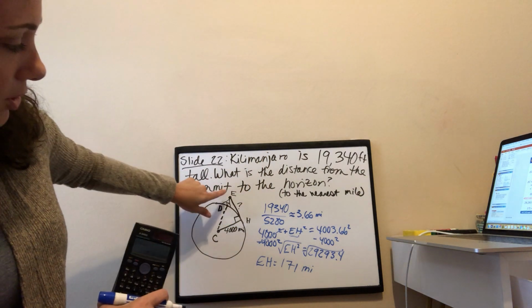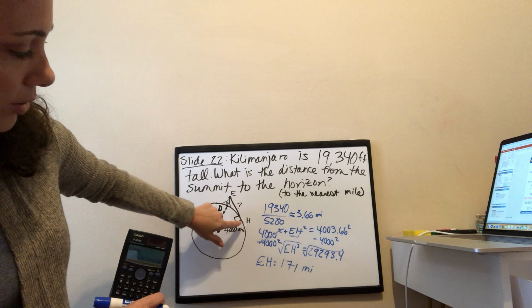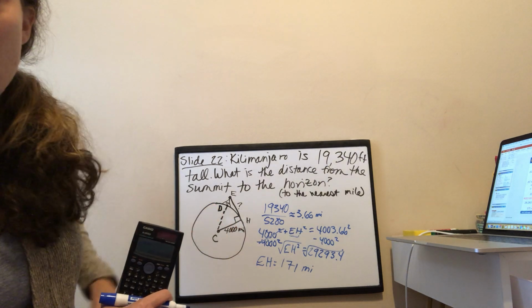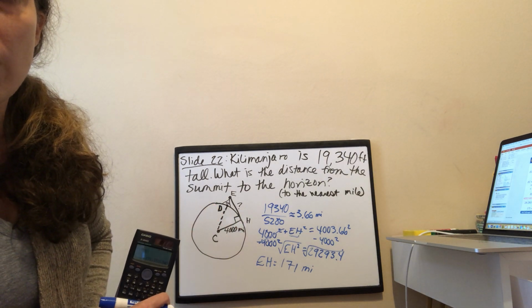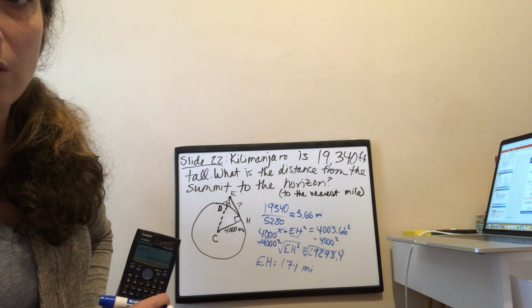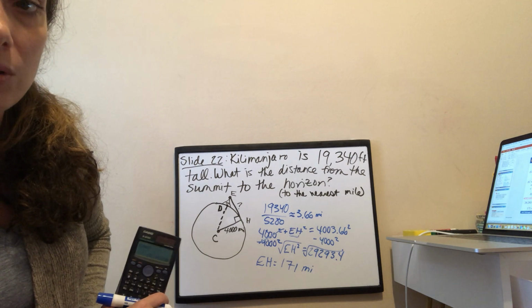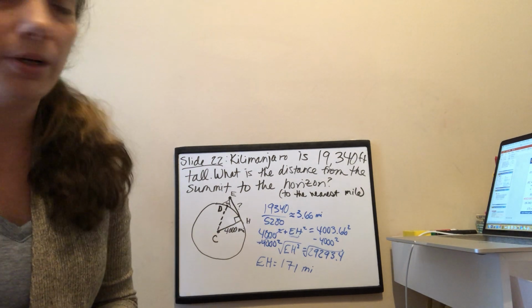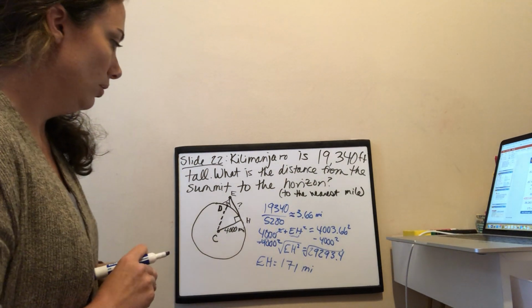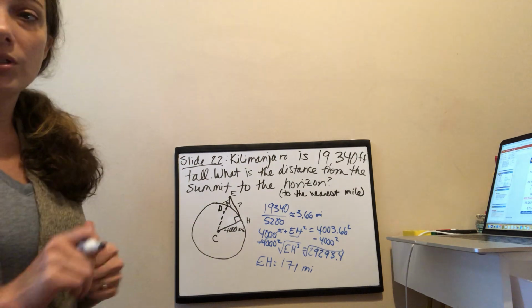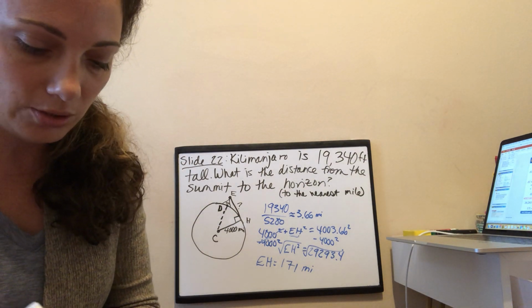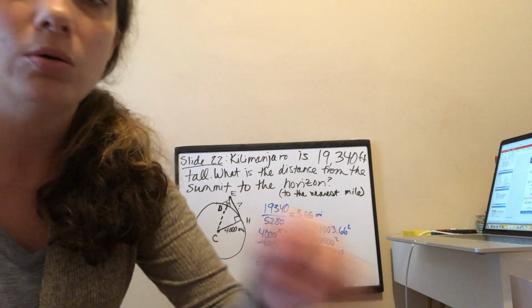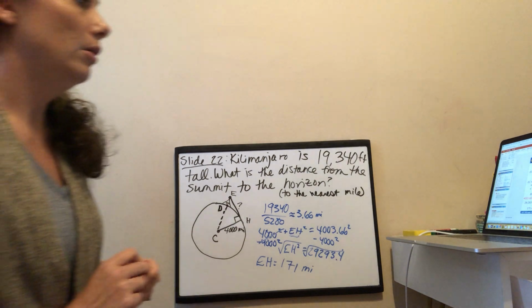So the distance from the top of Kilimanjaro to the horizon is 171 miles. So if I was standing at the top of Kilimanjaro, I could see 171 miles in front of me. In case you ever wanted to know, right? Very good. If you have questions about that, comment below or send me a chat message.